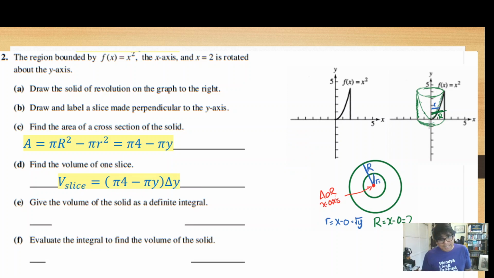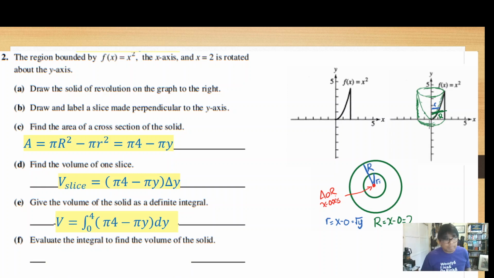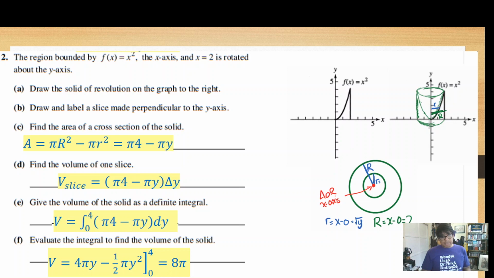So the volume of one slice is going to be pi r squared minus pi r squared multiplied by delta y. And then the volume would be the integral of that same expression. Integrate, and this integral is not that difficult again. So it's 4 pi y minus 1/2 pi y squared, which when you substitute everything, you get an 8 pi.